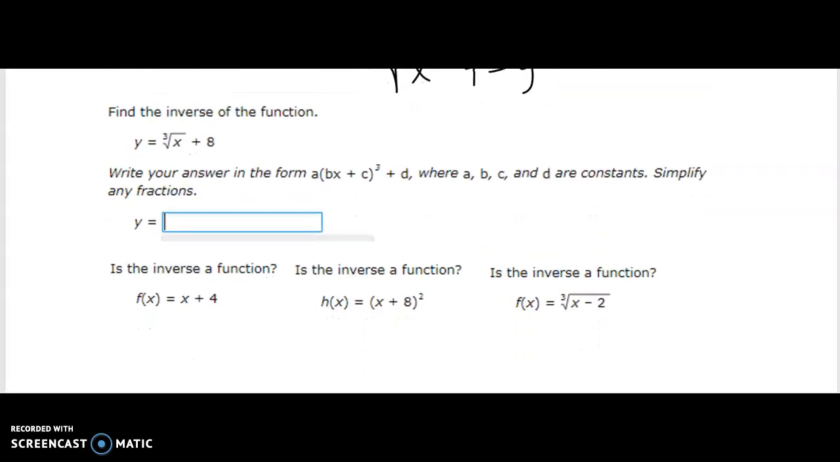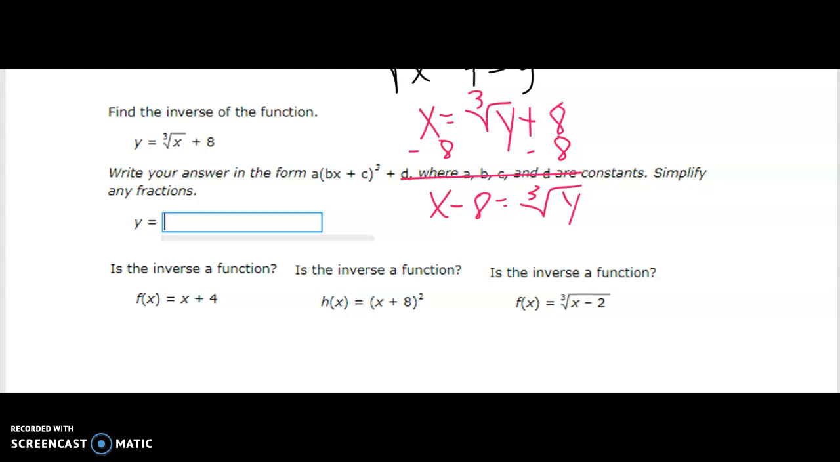And the last one, find the inverse of this function. So we switch the x and the y. So x equals the cube root of y plus 8. How are we going to get y by itself? We subtract the 8. x minus 8 equals the cube root of y. How do we get y by itself? We cube this side and we cube that side. So y equals x minus 8, cubed. So that's how we find inverses.